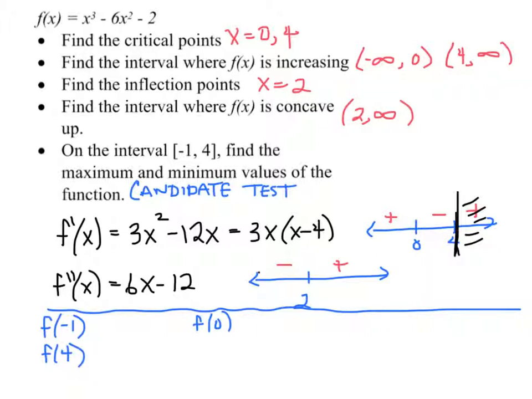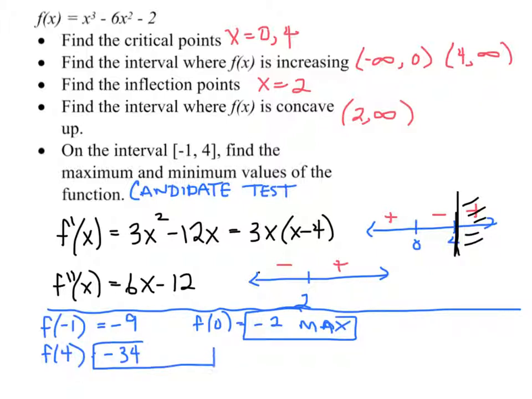So if we do that, I'll just tell you real quick what those come out to be. If you plug in negative 1, you get negative 9. You plug in 0, you get negative 2. If you plug in 4, you get negative 34. So the maximum value is negative 2. Make sure you don't say it's 0. It's not. It's at x equals 0, but the maximum value of the function is negative 2. Of course, negative 34 is the minimum value.